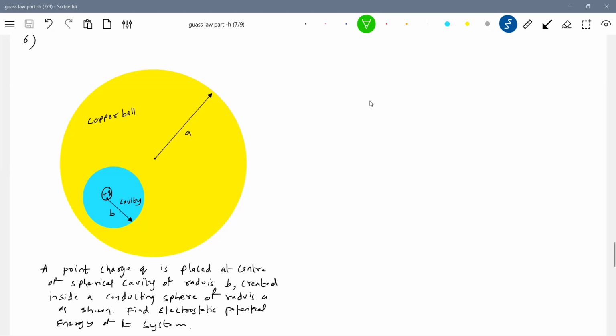I should permit you to think, analyze once, put some effort, then I'll come into the picture. How to find out electrostatic potential? So now it's a golden rule. This cavity is there, no? This cavity, wherever you want, you shift it. If I shift this cavity such that the center of the cavity and the center of the ball are at the same point, then the problem will become very simple and we can solve it.